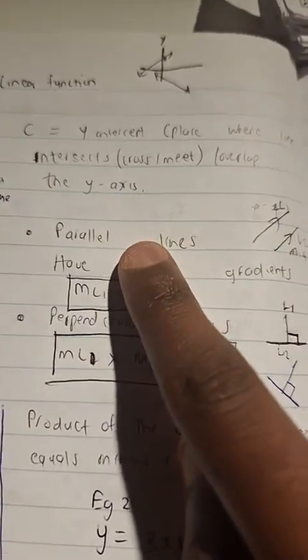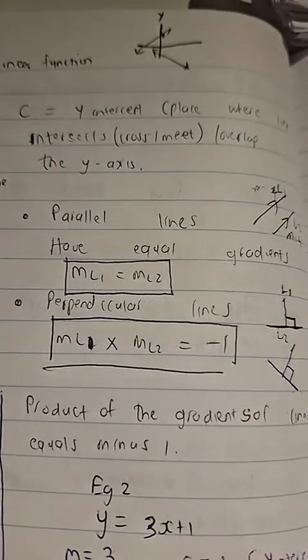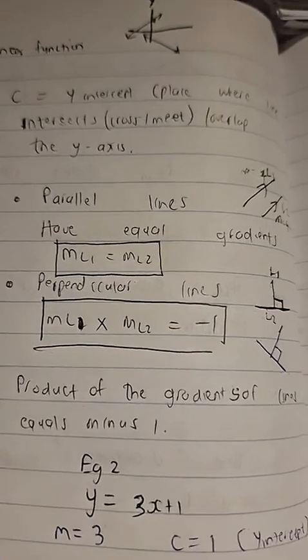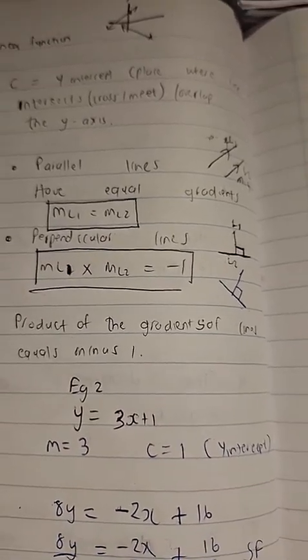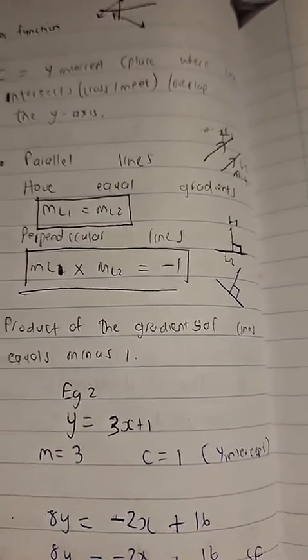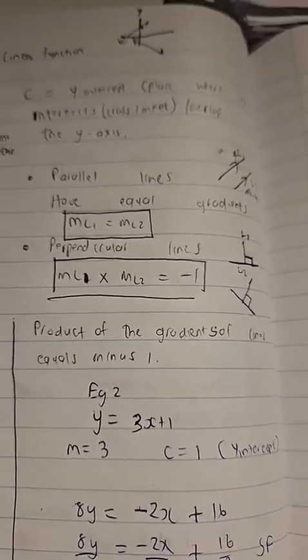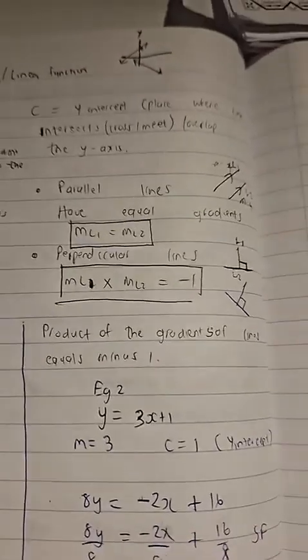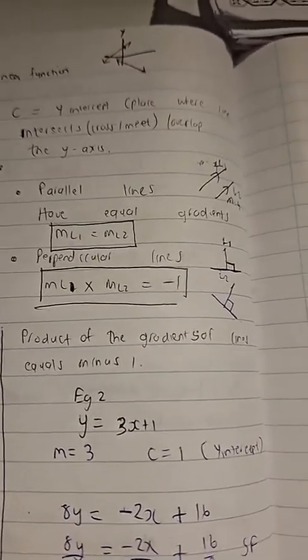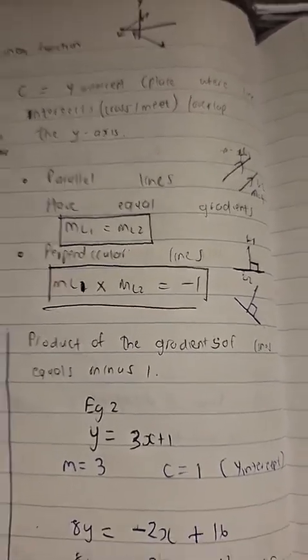Whereas parallel lines have what? Equal gradients. Parallel lines have equal gradients. For perpendicular lines, the product of gradients equals -1.